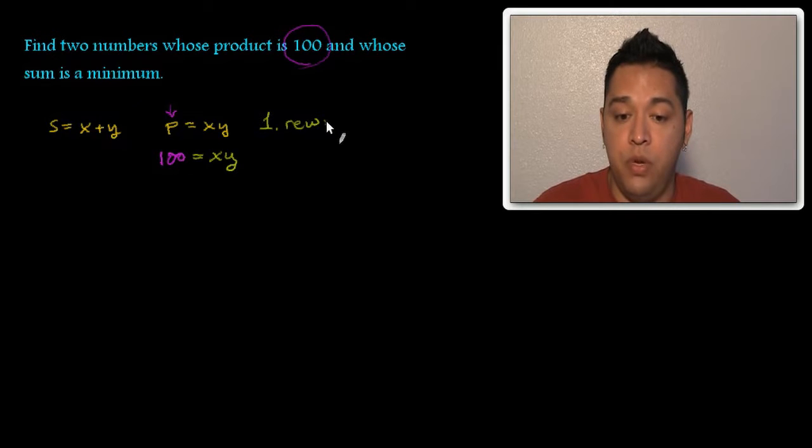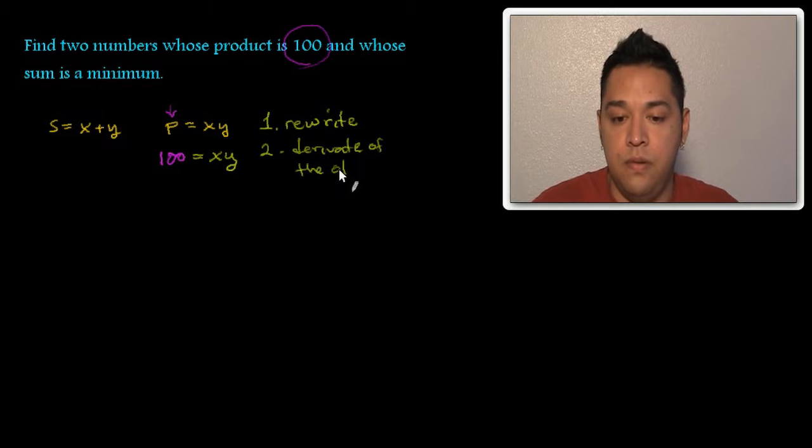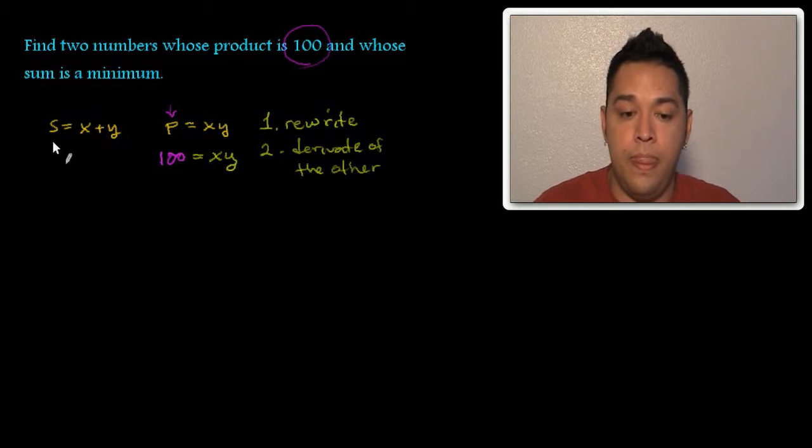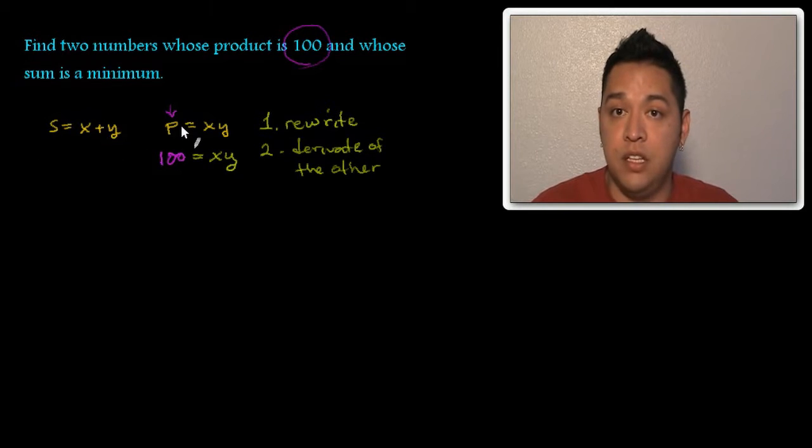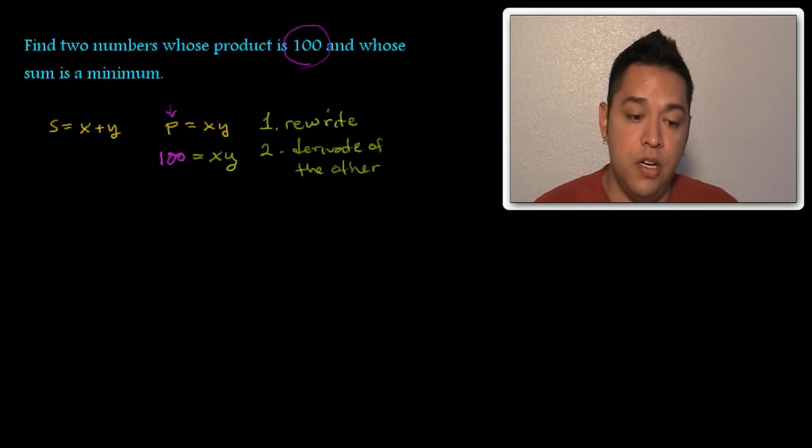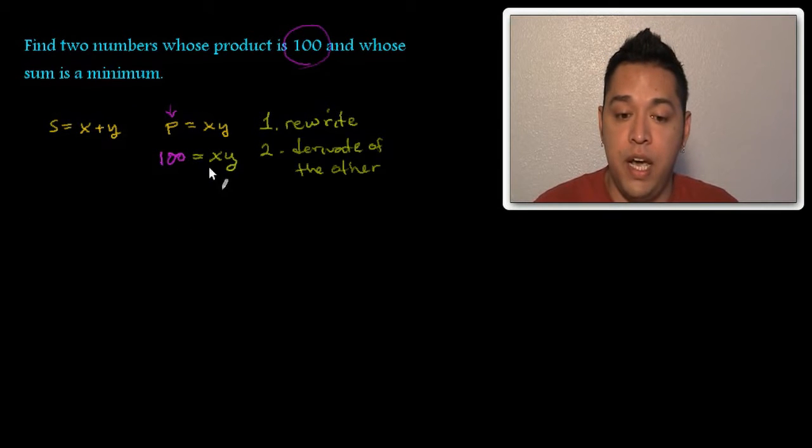And remember, this indicates to us two things. One is that we need to rewrite that formula in terms of, and solve for, one of the variables. The second thing it tells us is that we want to take the derivative of the other formula. So I'm going to take the derivative of this, not that. But first, I need to rewrite this and solve for one of the variables.